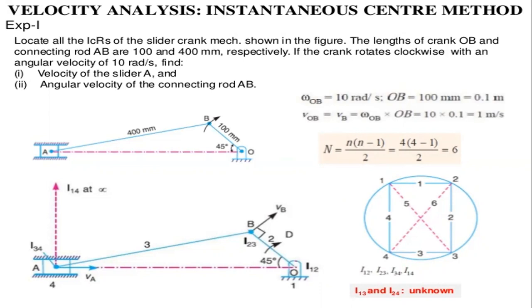If the crank rotates clockwise with an angular velocity of 10 radians per second, find first the velocity of the slider A, and second the angular velocity of the connecting rod AB. So this is the question here. We have to find out the velocity of the slider A and the angular velocity of the connecting rod AB.